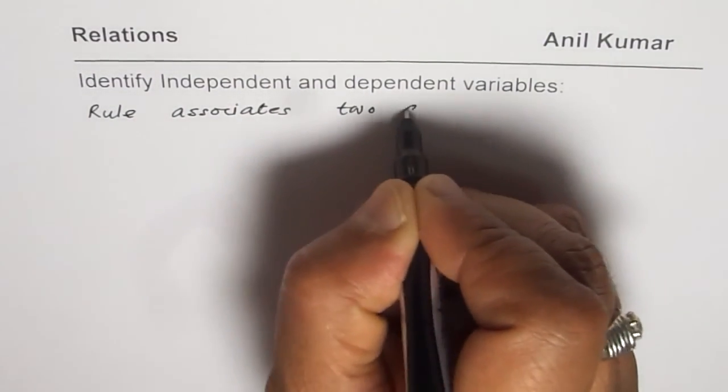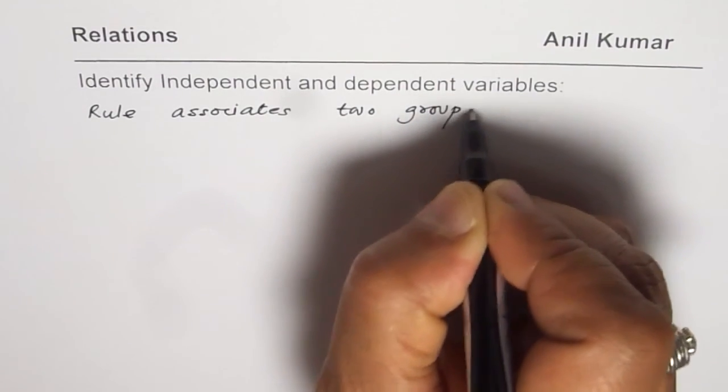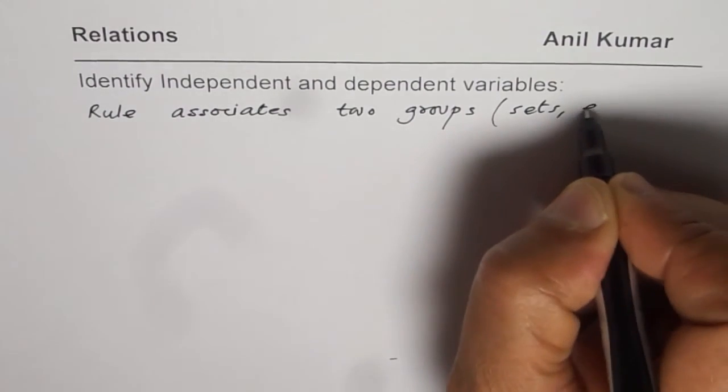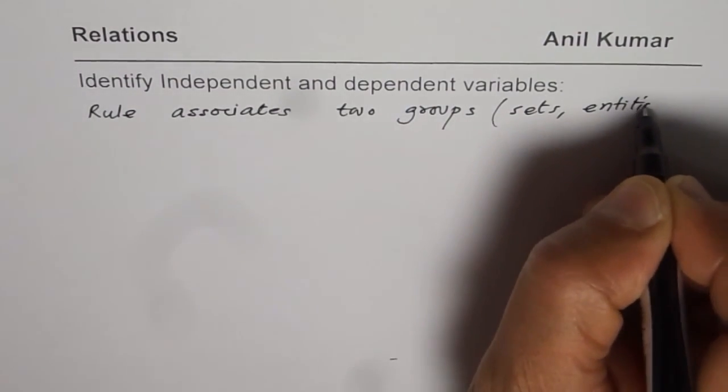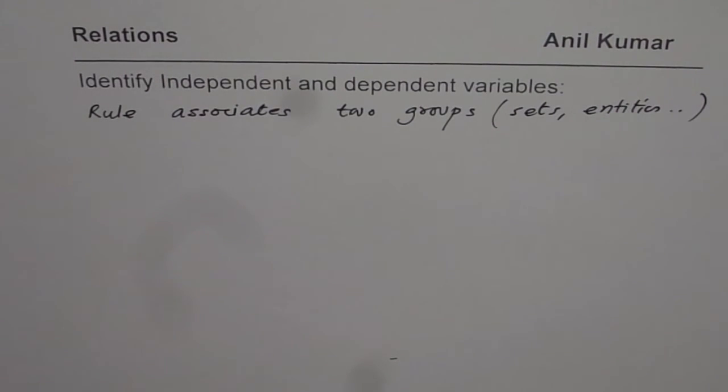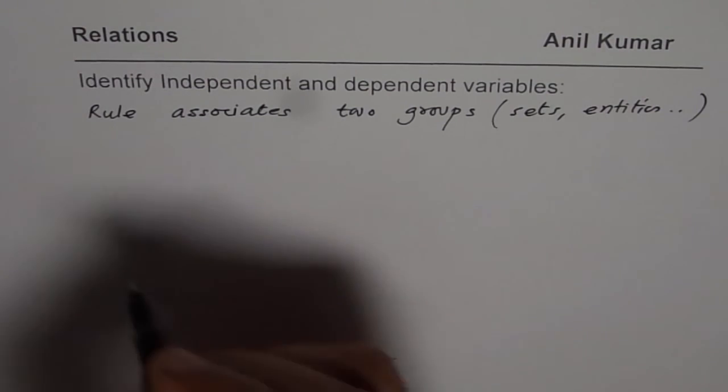two groups. So two groups could be two sets, it could be two entities, or two things, in general. So any two things, you need to find an association how they are related, and that gives rise to the word relation. So whenever there is a relation, we are talking about two groups.